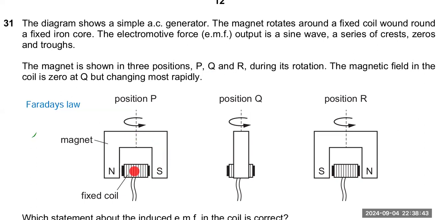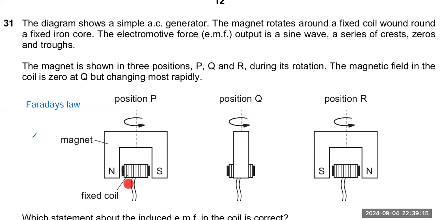And this iron core is surrounded by the magnet. If you look at positions P, Q, and R, there are three positions of the magnet. You can see the position of all the magnets, and you have to identify in which position you will get more EMF, and in which position you will get less EMF. Which statement about the induced EMF in the coil is correct?